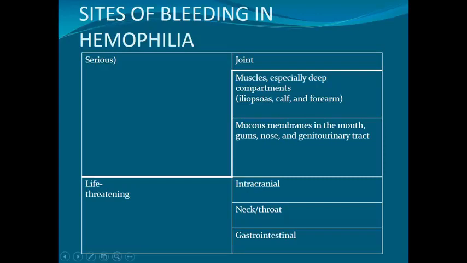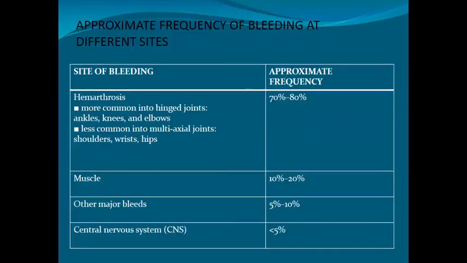There are certain life-threatening sites we usually use in MCQs as well, in which hemophilia bleeds. The life-threatening sites are, number one, intracranial; number two, around the throat, that is retropharyngeal; and the gastrointestinal tract, and the site of other bleeding.